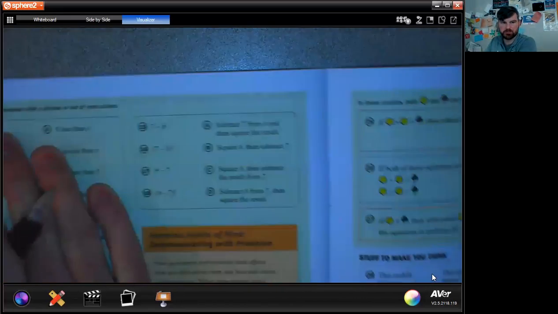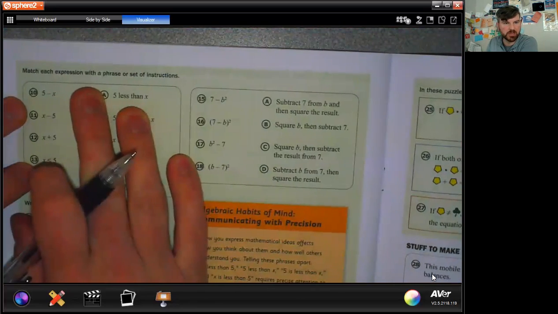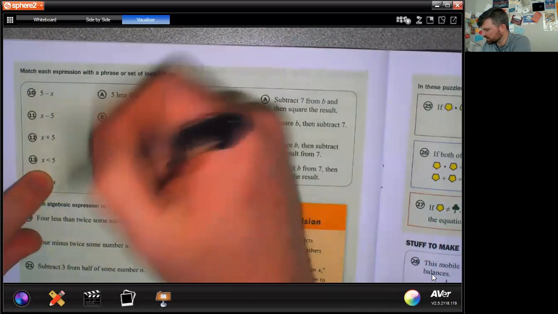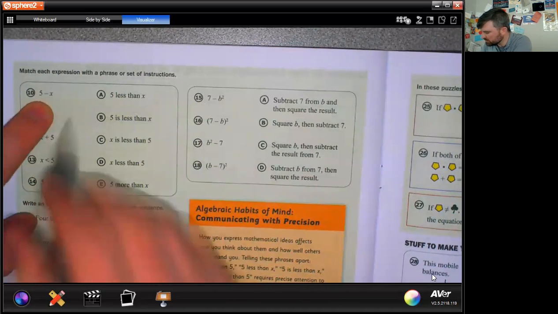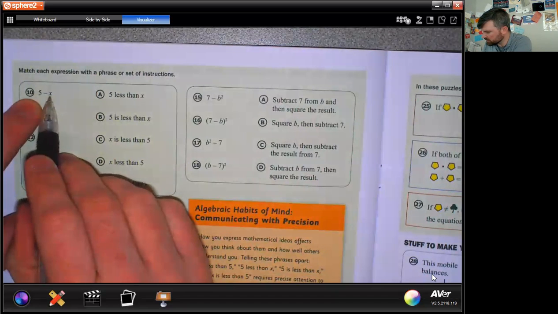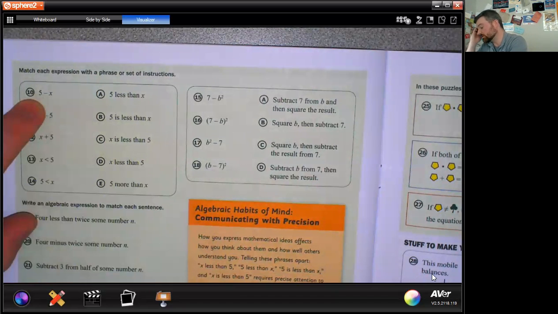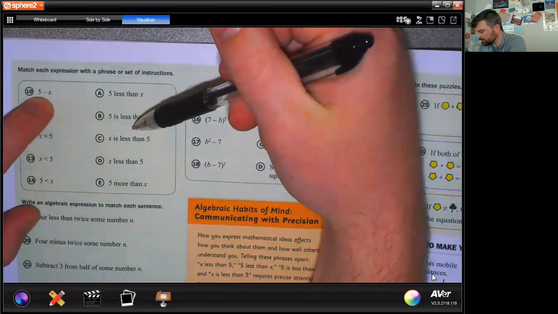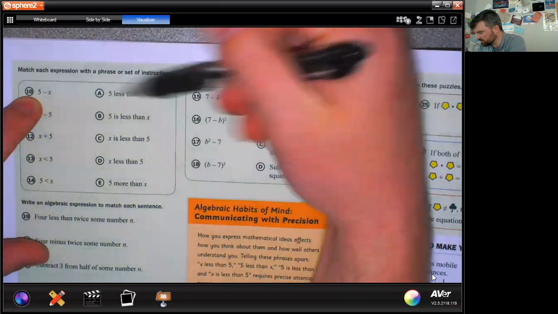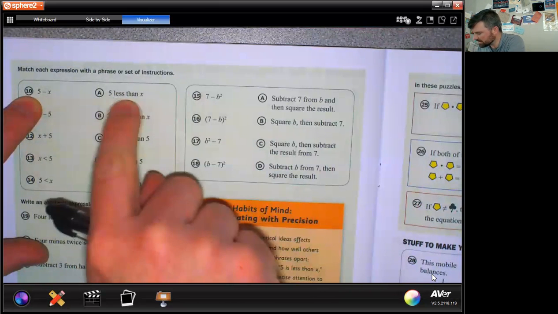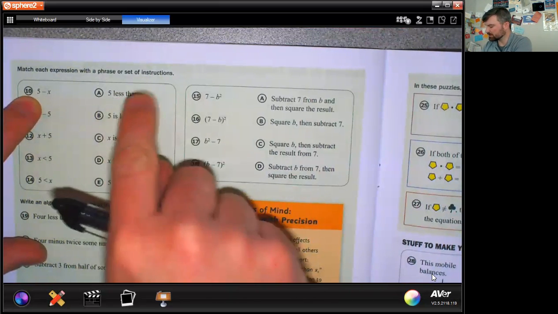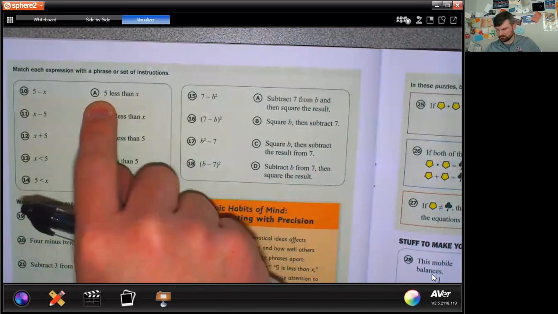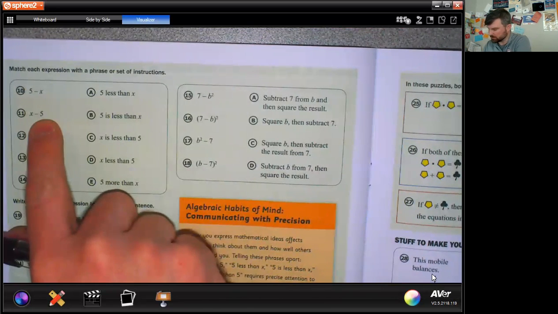All right, page 24 here. Match each expression with a phrase or set of instructions. Okay, so we're going to take these, match it with these. So this looks like the result, subtract the result from 5, or x less than 5. So this is 5 left. Let's start over here. 5 less than x. So that's taking x minus 5. So that would be A in this case. Or sorry, that goes with 11 here.